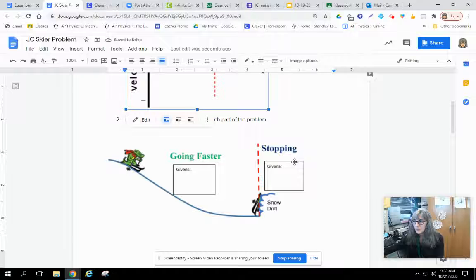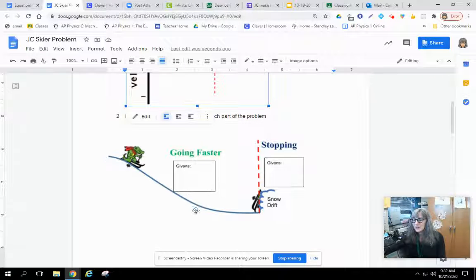This is the time of the year where we start doing diagrams to support our work, because so much of what we do describes a physical reality that drawing a picture really, really helps. So here we've got our skier going down a hill, and then they're going to plow into a snowdrift, and it looks just like the video, other than it's not a gator in the video. And what we're going to do is label the givens that we know.